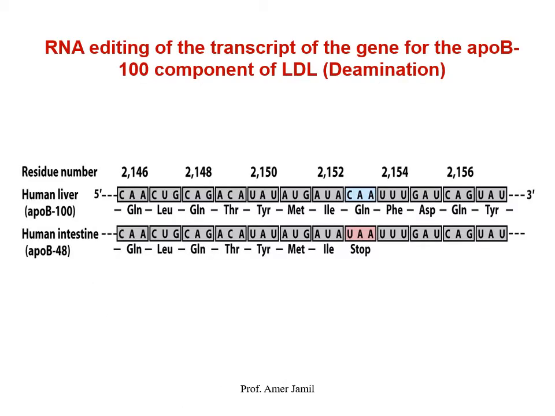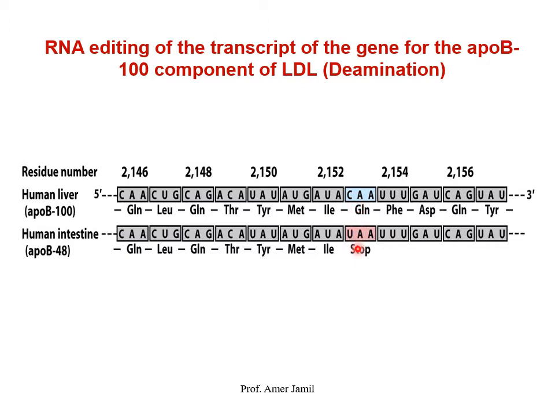So it means in the case of RNA editing, you get a different protein. Like here in this case, RNA editing of the transcript of the gene for ApoB100, the protein component of LDL. So what is the effect of deamination? As you can see, in human liver ApoB100 produces this protein, while in intestine a shorter protein is made, because this C is converted, or edited, into U.